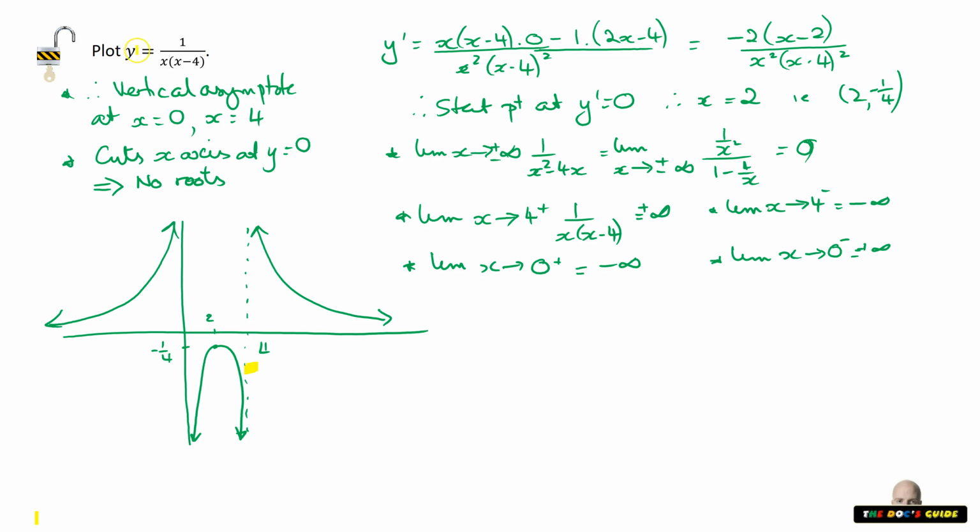Now for our next curve, which we've encountered before, you might remember, we again look at our original function. We can see that at 0 and 4 we've got vertical asymptotes, so we don't cross those vertical lines. We cut the x-axis where y equals 0, and if we try to find a value of x which gives us y equals 0, there isn't one because the top is always 1. So there are no roots. We're not going to be cutting the x-axis anywhere. So if you like, we're only ever going to be able to approach that axis asymptotically, perhaps.